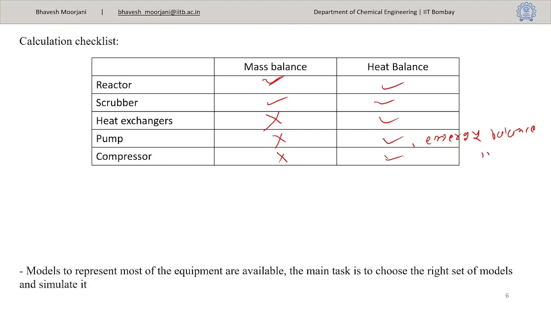So these are the different calculations that we perform as a chemical engineer. But as I said, models for most of these equipments are available, like all the equipment that we have listed, even some which are not listed here, like a distillation column or a flash drum. You have already learned the mass and energy balance across the flash and distillation column. So those equations are nothing but a model. But then our task is to choose the right set of models and to simulate this process, like calculate the various properties. So for a small system, it is possible to do it manually.